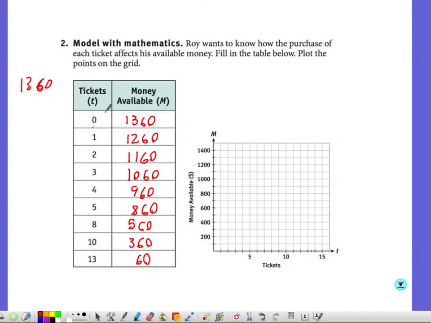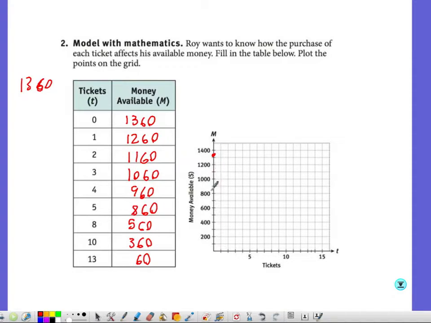Okay, so remember from the function cycle, when you have your table, all of these corresponding ticket values and money left available are ordered pairs. Remember, ordered pairs are basically XY coordinates that will help you graph the points on the grid. So here we have 0, 1360. So 1360 is somewhere around here.